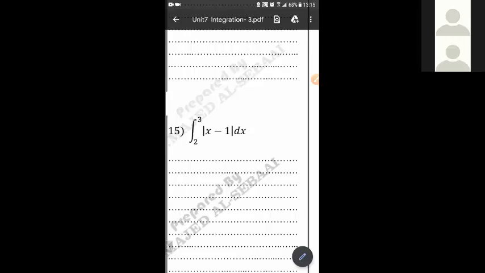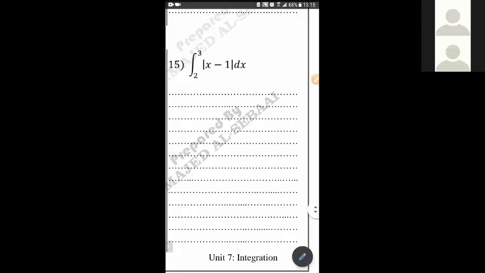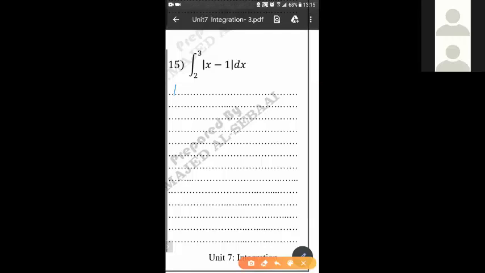Go through it again. So as we said, x minus 1 inside this modulus is going to be written like x minus 1 all squared under the root. Now I will say x is between 3 and 2. Subtract 1 from all the sides.